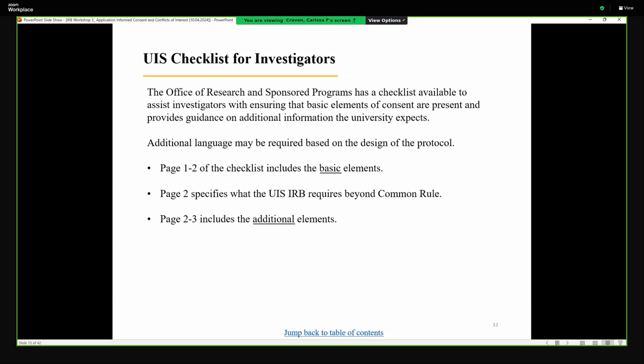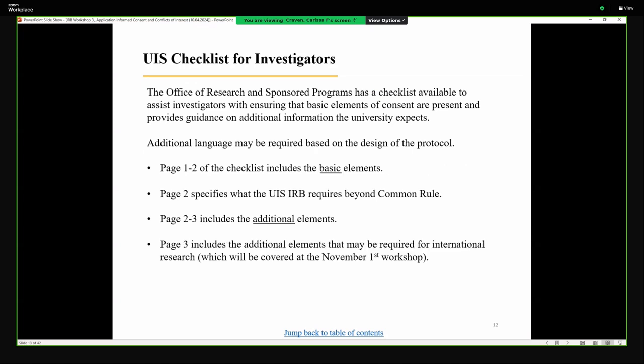Past those sections, there are those additional elements, those 9 different things. And then if there is international research, there are, I'm going to say 2, but it really is more than 2 elements that need to be considered. That will lead you to a separate checklist, and that checklist will be covered at the November 1st workshop because that also is a much bigger topic than I think we could cover in this hour. It gets its own separate workshop.